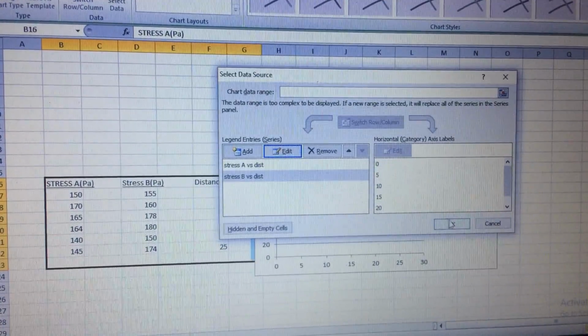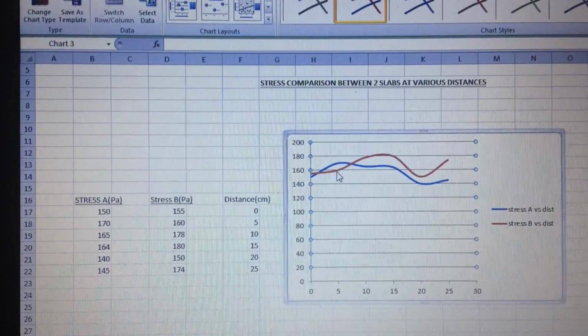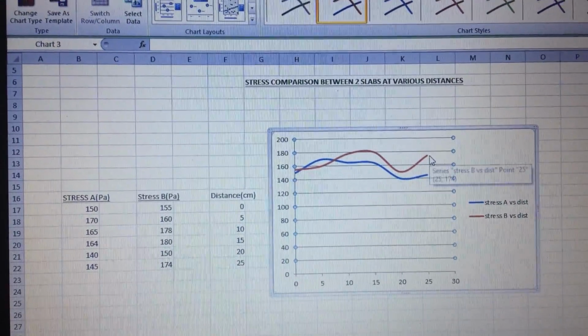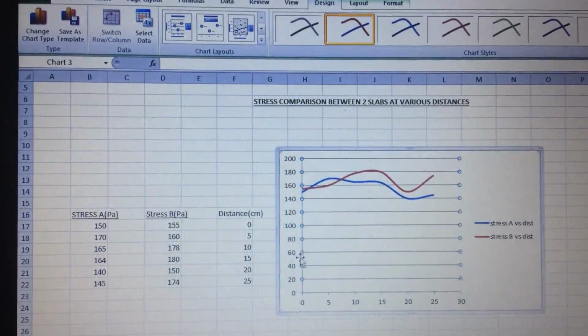Now okay, so as you can see here clearly, this is stress A versus distance and this is stress B versus distance. So that's the comparison. Okay, you can also label the axis from here.